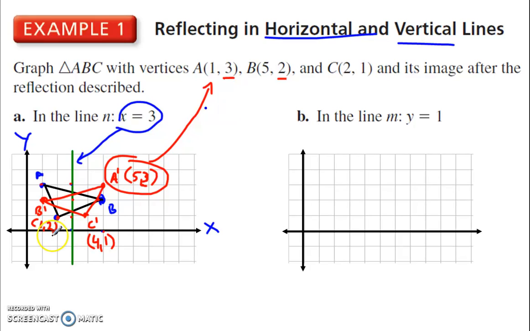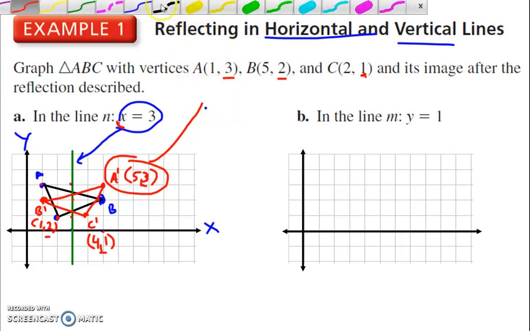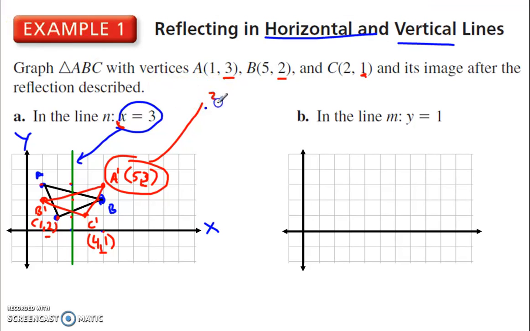Okay, notice that Y hasn't changed. For B, Y is 2. For C, Y is 1. So if we're reflecting across a vertical line where X equals 3, the only thing that changes is the X value. And the way it changes is we're reflecting across X is 3. The difference to 3 is 2, so we have to add 2 to 3 to get 5. And the Y coordinate doesn't change.